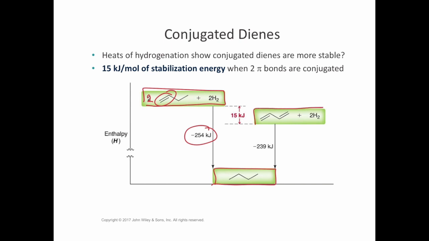If instead of having two separate double bonds be hydrogenated, we instead use a diene, and we add H2 to that, we release 239 kilojoules of energy. So we release less energy when hydrogenating these two pi bonds when they're in conjugation versus hydrogenating this pi bond in two separate molecules. The difference here is called the stabilization energy. So that conjugation is stabilizing the starting material.